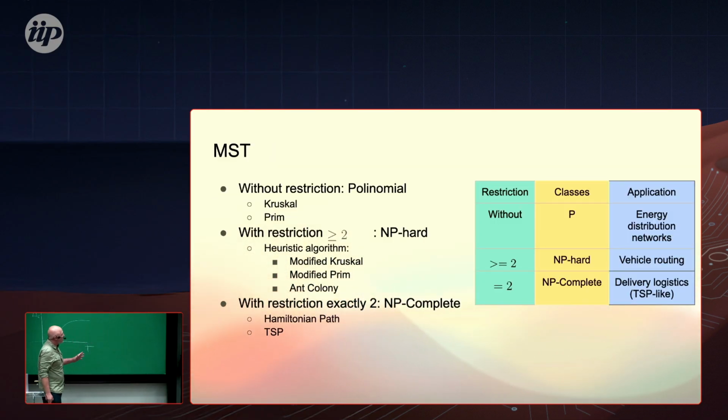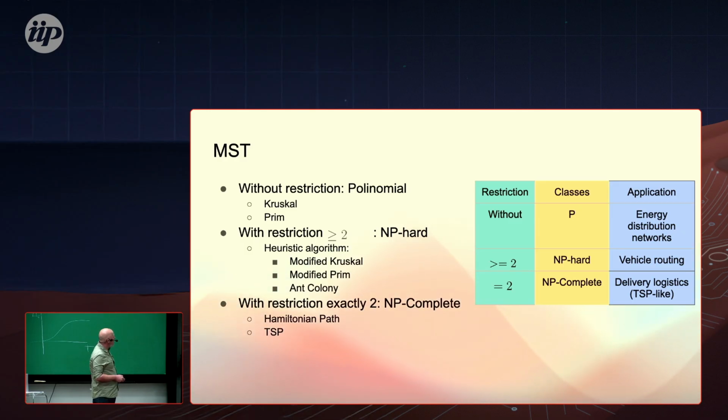Just to check about the applications and also the complexity here. If we don't have any restrictions, I will talk about that in a minute, we have classical algorithms which are quite good for that, which are Kruskal and Prim. So without restrictions, this belongs to the class P. And for example, the applications are when you talk about the energy distribution in general, okay, so if you distribute the power energy.